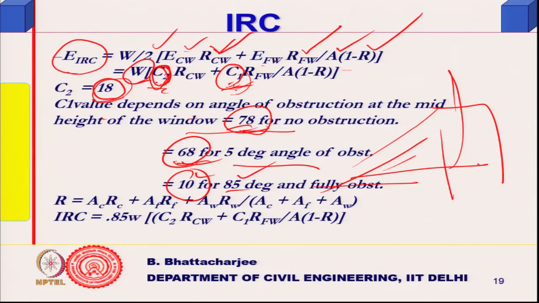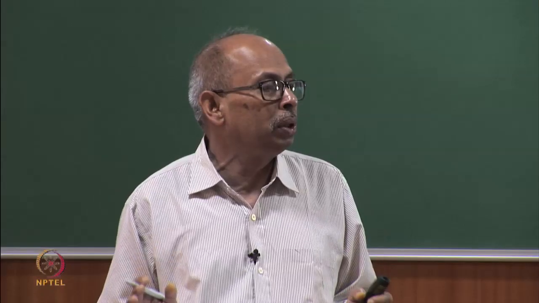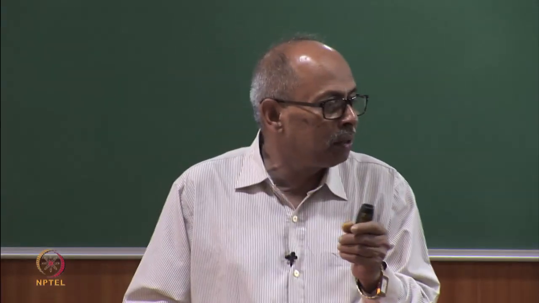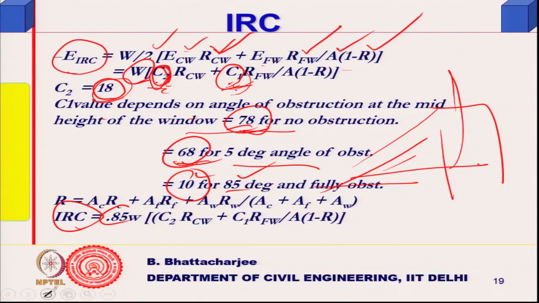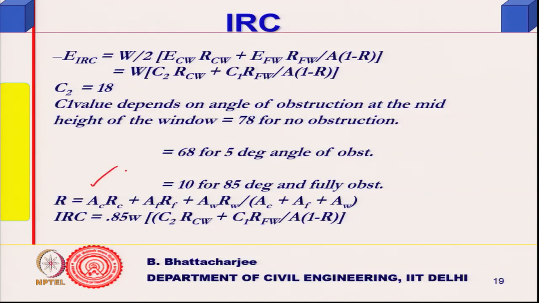C1 and C2 you have to determine. C1 is C2, you take 18 straight away, because IRC will be in terms of percentage. 0.85 is taken if the glasses are closed. So, assuming that transparency of the glass is 0.85, and R is calculated in this manner as explained here: area of the ceiling into R of the ceiling, area of the floor into R of the floor, area of the wall into R of the wall, all this divided by the sum of all this area, that is what is R.